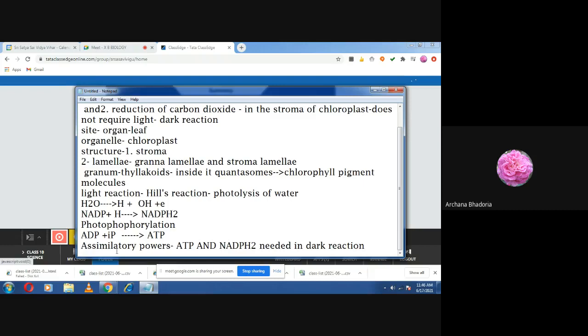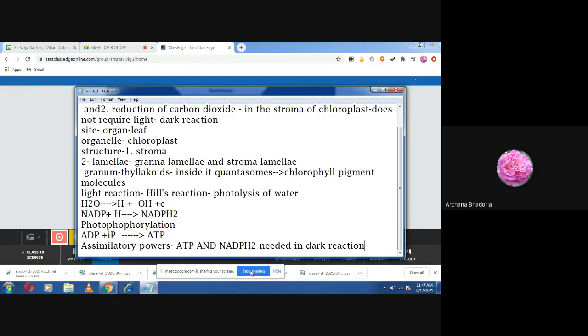So questions I'll be sending on the WhatsApp. Now I'm stopping the sharing and we'll do Shanti part. Everyone noted now? Okay. And I hope the structure of the chloroplast is very clear. And the site of the two reactions of photosynthesis, where each one will occur, you have understood? Yes, ma'am.